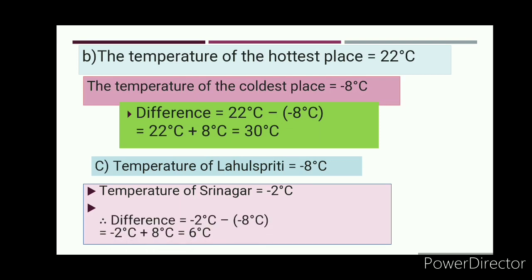Then for the difference, minus 2 degrees Celsius is larger. From that you subtract minus 8 degrees Celsius. So minus into minus becomes plus. Minus 2 degrees Celsius plus 8 degrees Celsius is equal to 6 degrees Celsius.